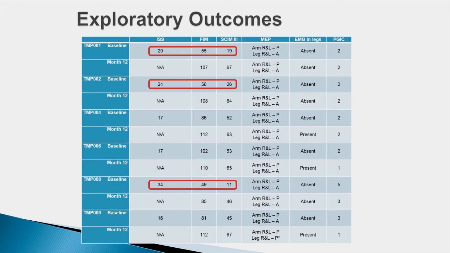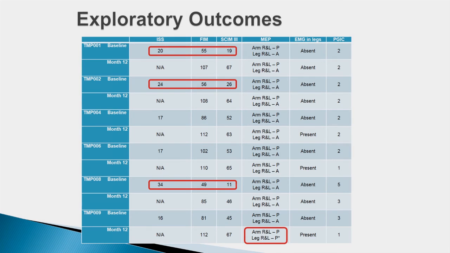And individual number TMP008 is a person that had significant chest trauma and femur fracture related to his initial injury. He had an injury severity score of 34, which is pretty significant. He had very low functional mobility scores at baseline, and they were still below average by month 12. But this individual had complications related to a femur fracture that prevented him from starting rehabilitation until approximately 9 months post-transplant. And so his recovery is slower than expected by month 12.